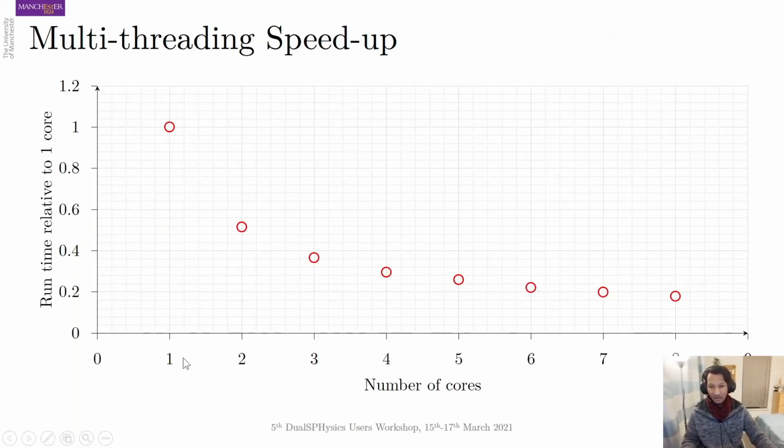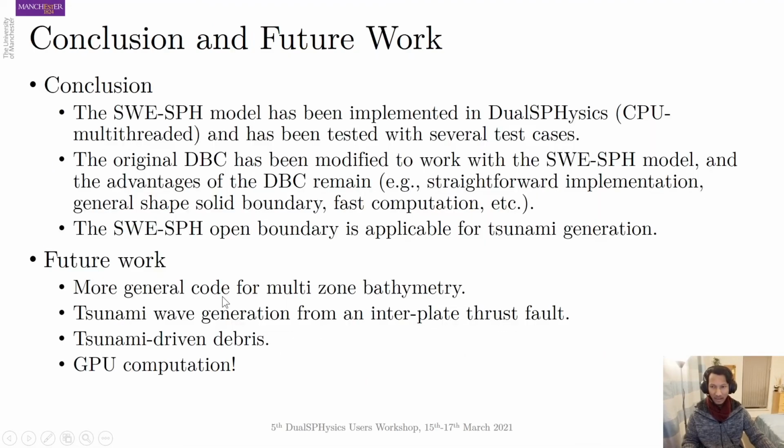The code is already multi-threaded, so as you can see, as we increase the number of cores, the runtime is decreasing. Okay, for the conclusion, we have implemented the shallow water equation SPH into DualSPHysics with multi-threading, and it has been tested with several test cases.